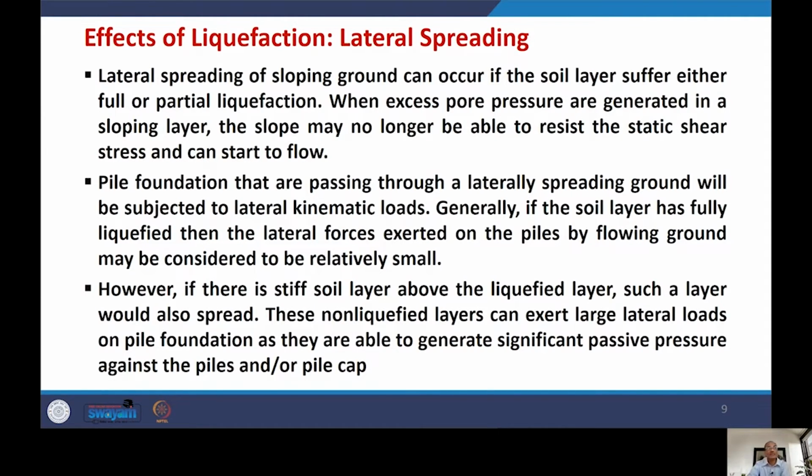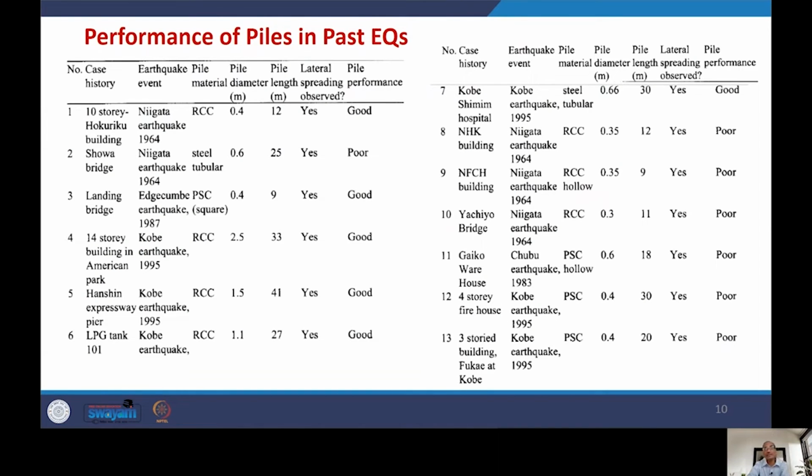So before that, let's discuss the performance of piles in past earthquakes. And in this slide, let me acknowledge again, this table is taken from the literature, the book by Madhubushi et al. This table, as well as the figures in this lecture, is taken from that. So we acknowledge that.